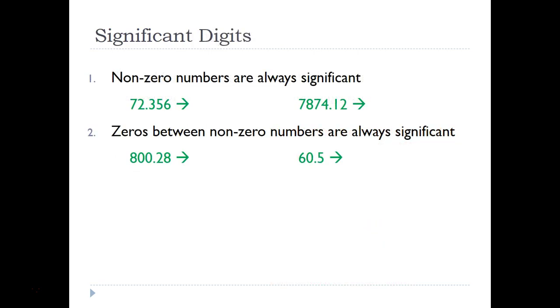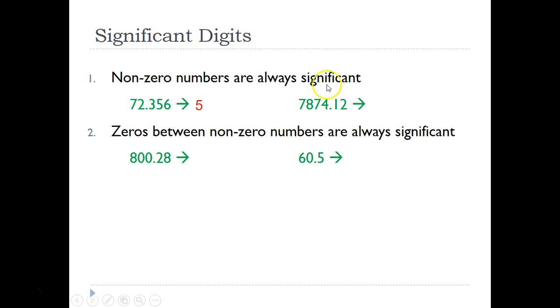The first rule is that non-zero numbers will always be considered significant. That means if the number is 1, 2, 3, 4, 5, 6, 7, 8, or 9, it counts as significant. Let's look at this first example. There are 5 numbers, 1, 2, 3, 4, 5. All of them are non-zero, so they all count as significant. The grand total in this number will be 5 significant figures.